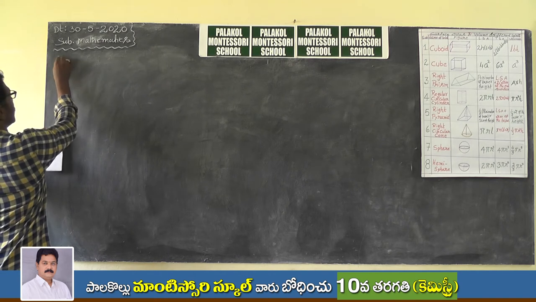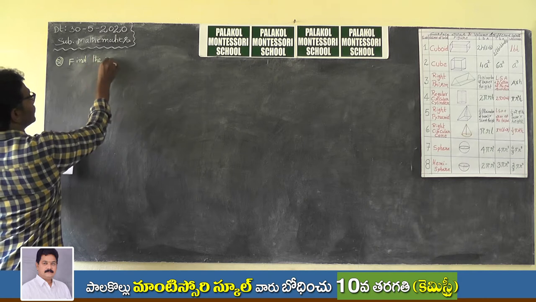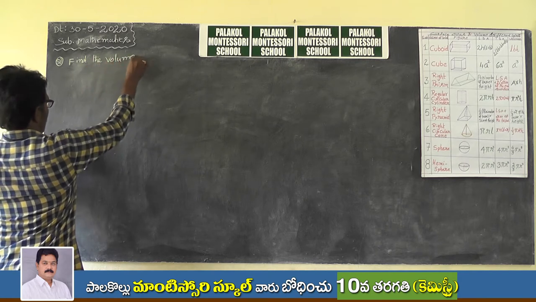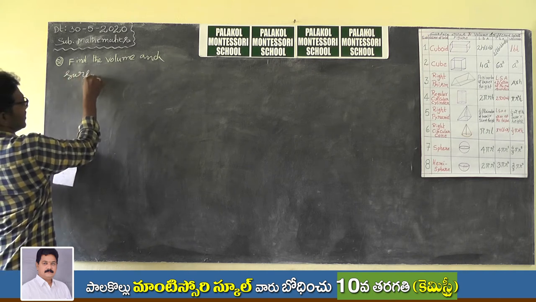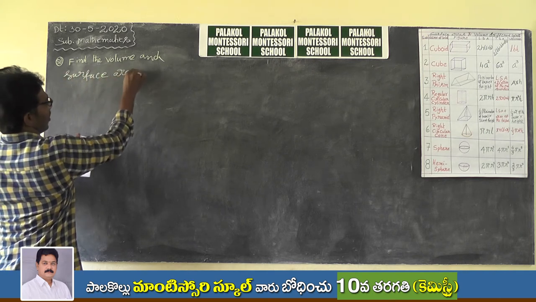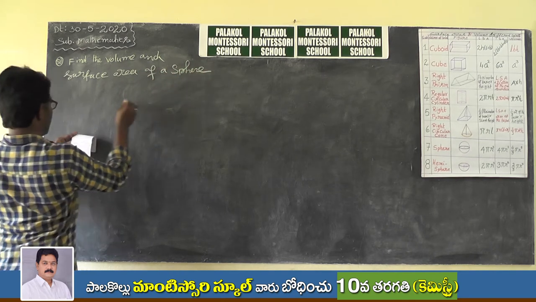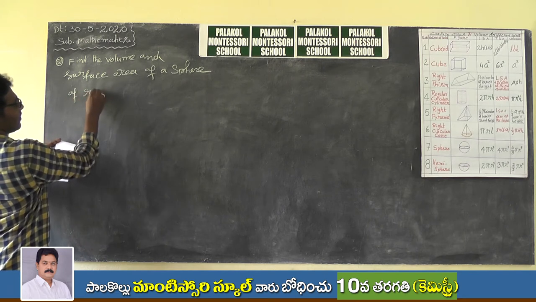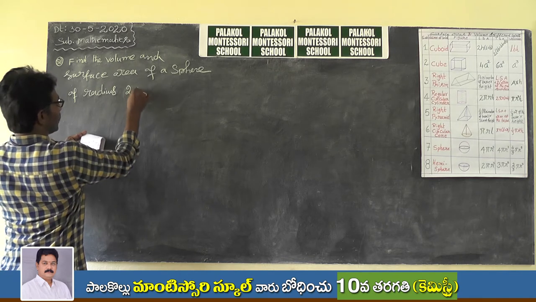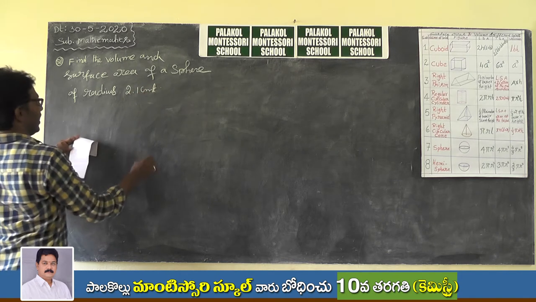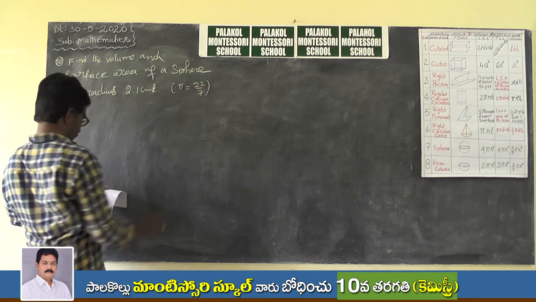Question number 2. Find the volume and surface area of a sphere of radius 2.1 centimeters. Here pi is equal to 22 by 7.